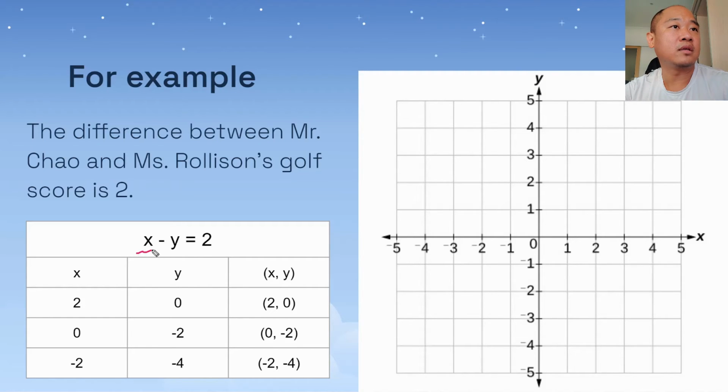So here is the rule, and I just want to talk about this really quick. Remember that the word difference means the answer of a subtraction problem, right? Mr. Chow and Miss Rollison. So this is Mr. Chow, this is Miss Rollison. We've subtracted the 2. Is an equal sign when you're given a verbal equation, and then 2. So if x is 2, then y is 0. If x is 0, then y is negative 2.